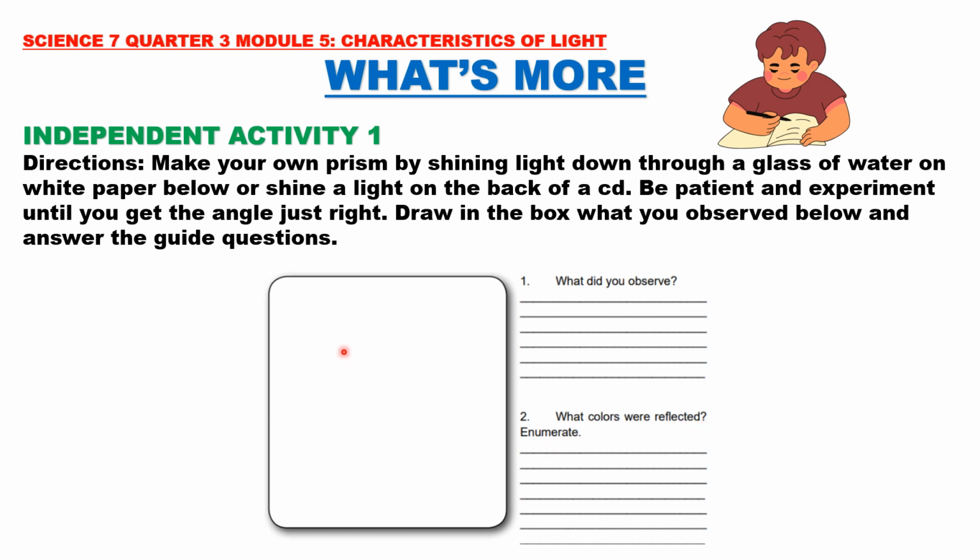So, you will make a prism. Get a glass of water and a flashlight, then shine your flashlight through the glass of water. Be ready, there should be a white paper to receive the light from the flashlight. So, what did you observe? You can take a photo to show what you observed. What colors were reflected? Enumerate them here.